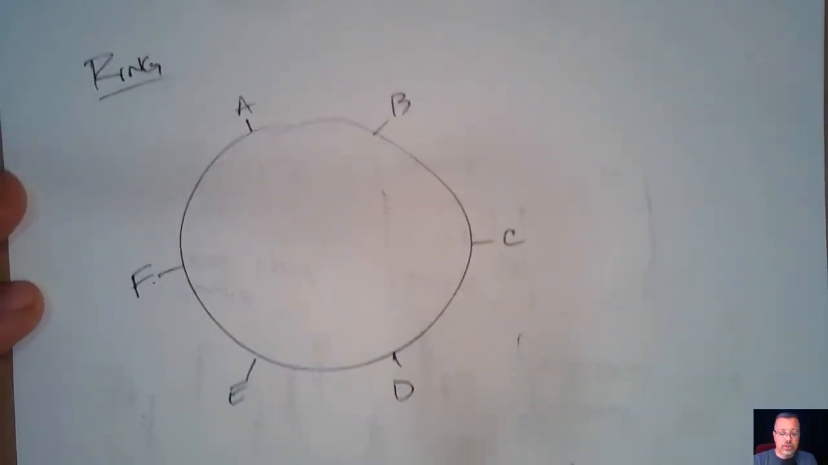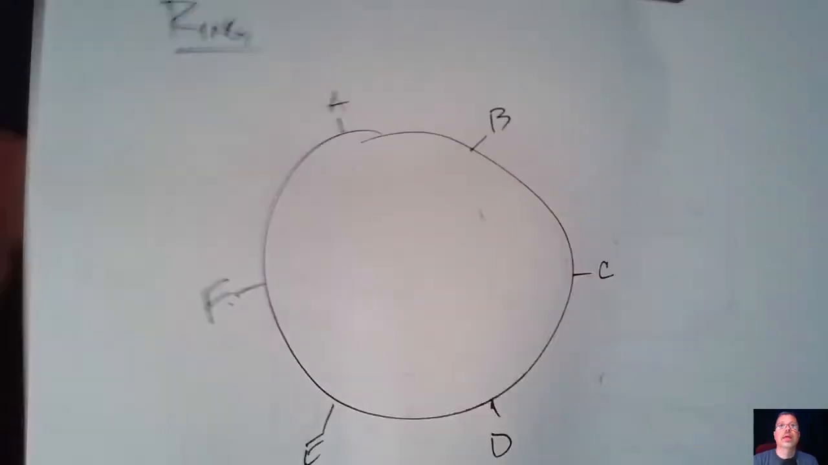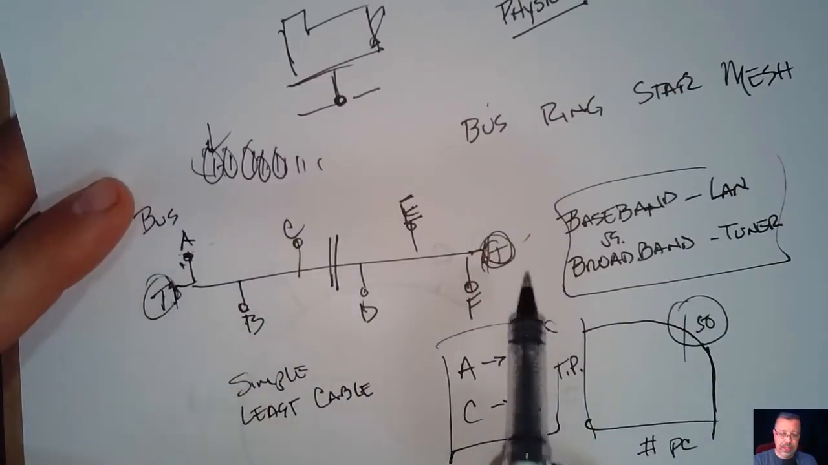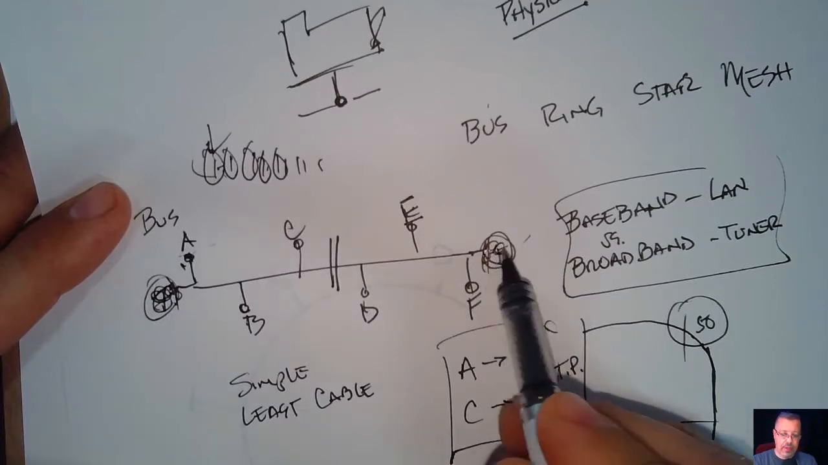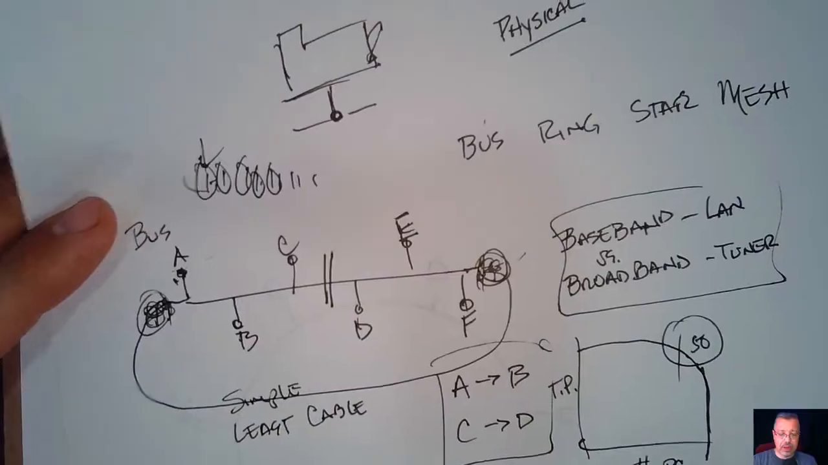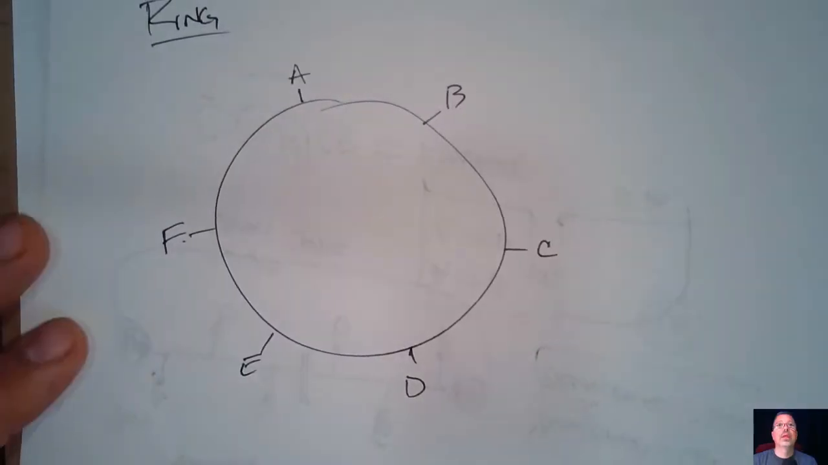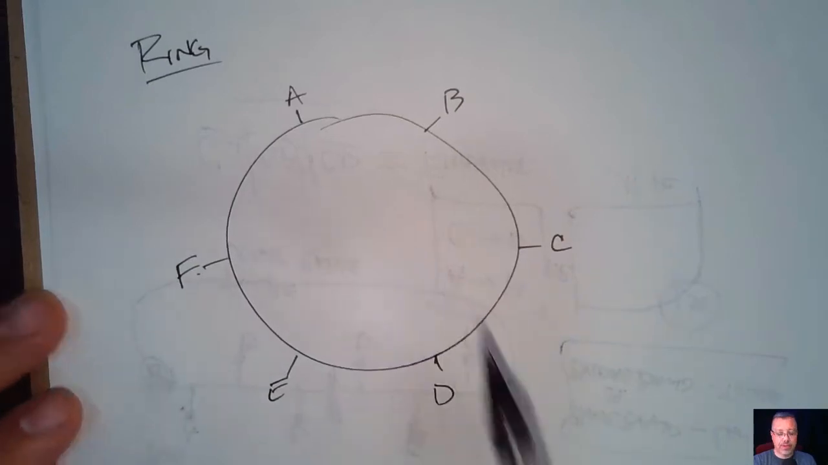All right, so ring. Hang on. If we went back to this, and I took this terminator off, and I took this terminator off, and I connected a wire that went around like that, we just made a ring. So ring is just a bus network that's been looped back on itself.